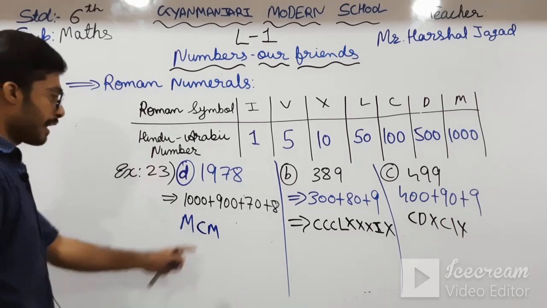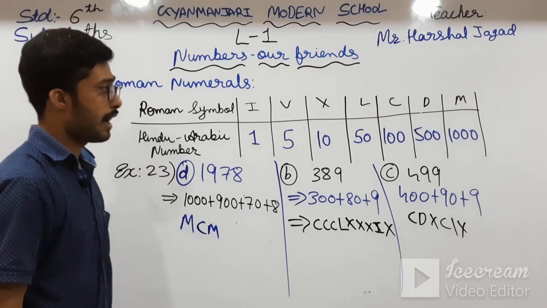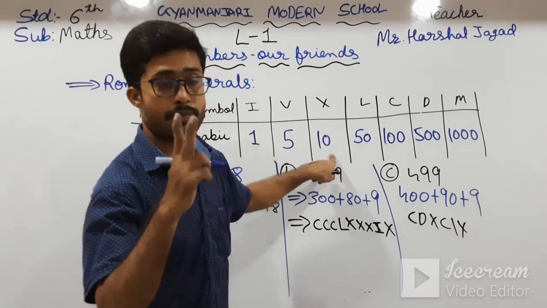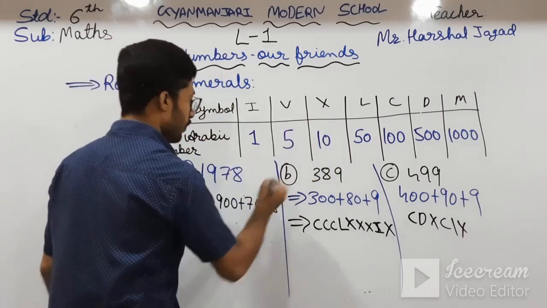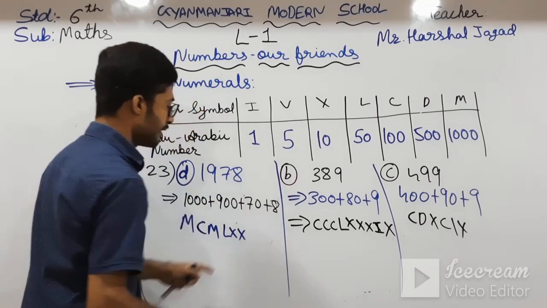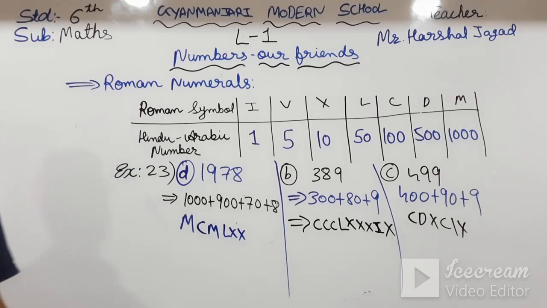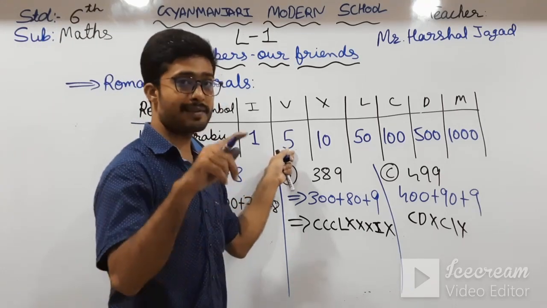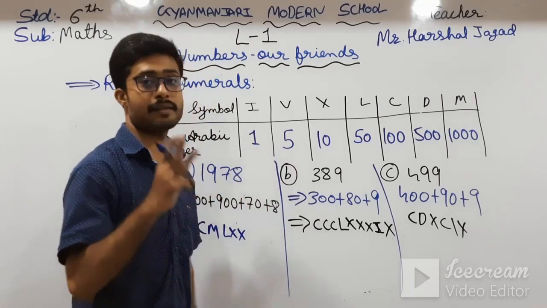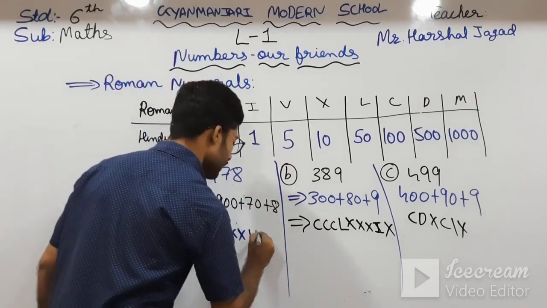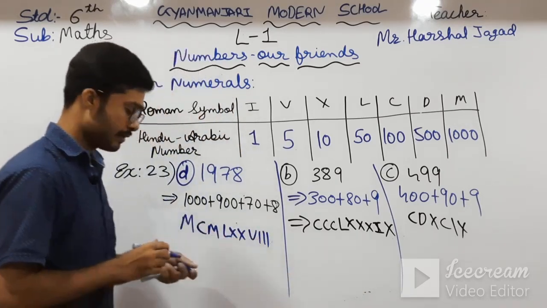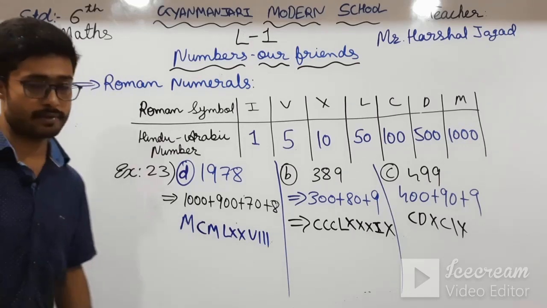Then how can we write 70? L is 50, plus 2 times 10, that is 70. So LXX, that is 70, students. Can we write this, students? Then how is 8 written? 5 plus 3, that is 8. So VIII. We can also write 8 like this. Okay, students, so please note down this, students.